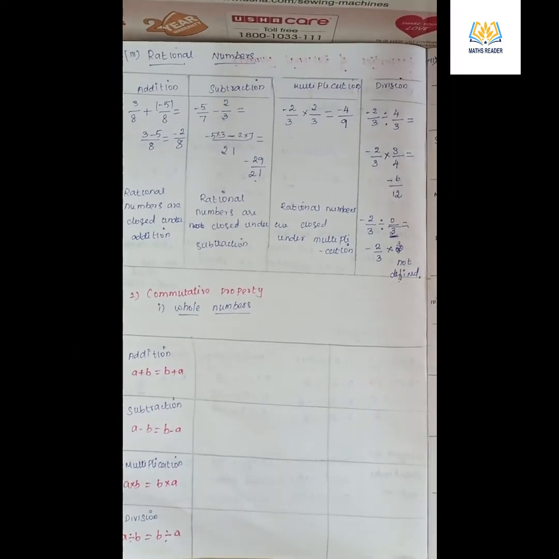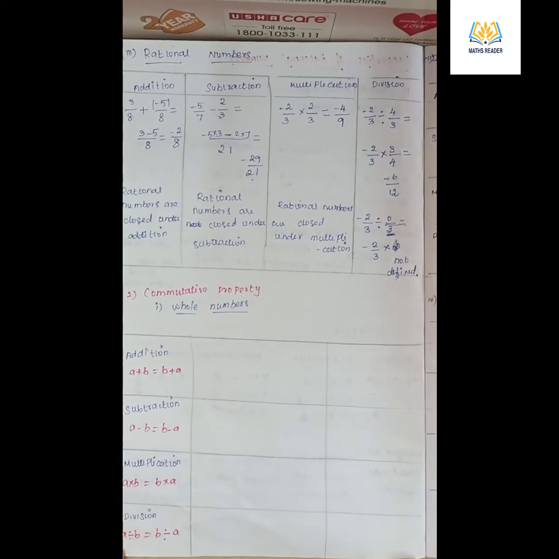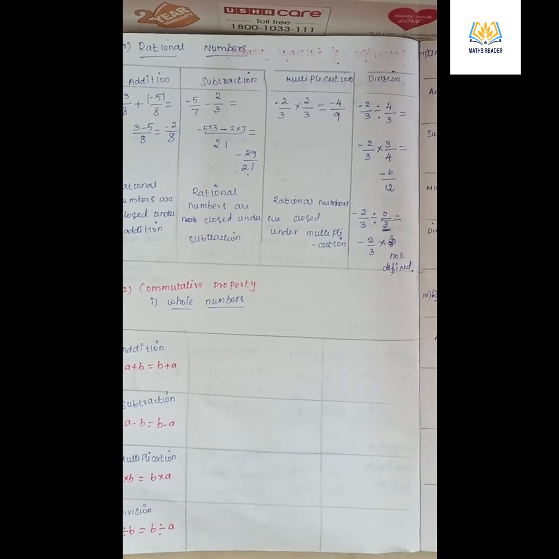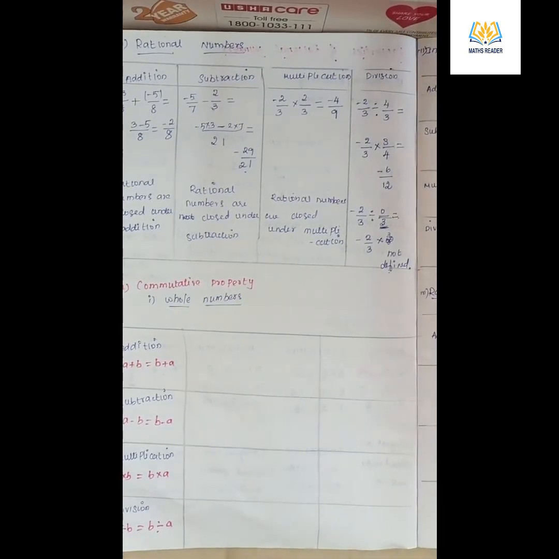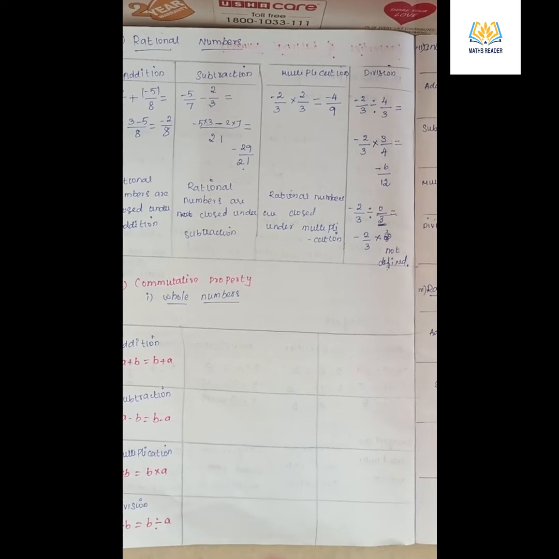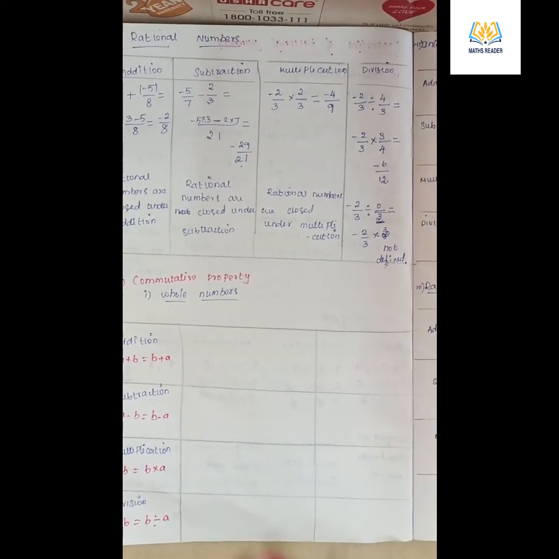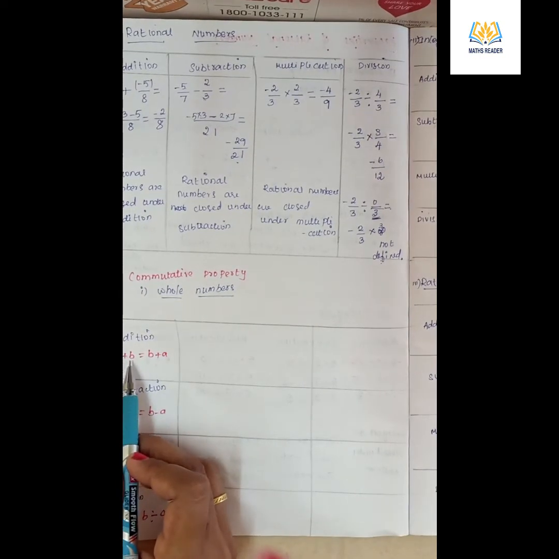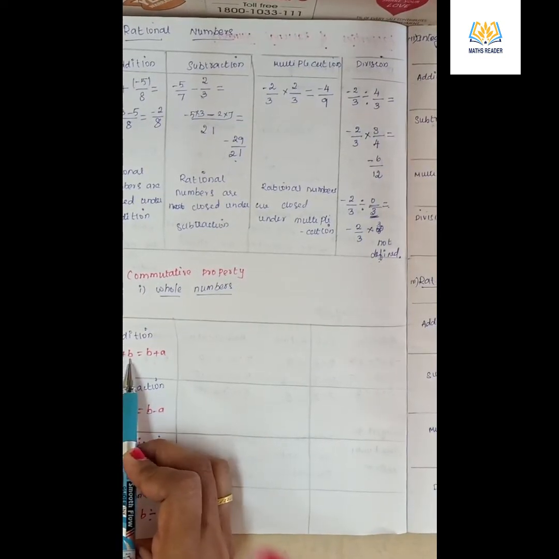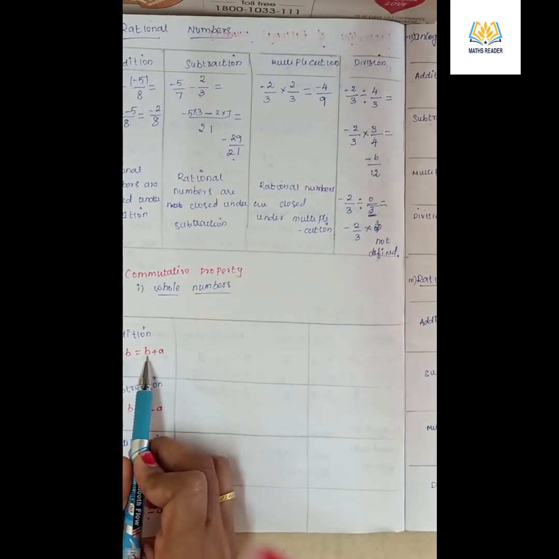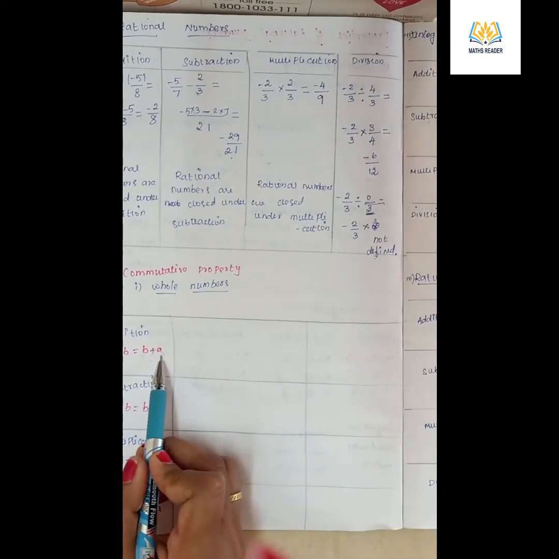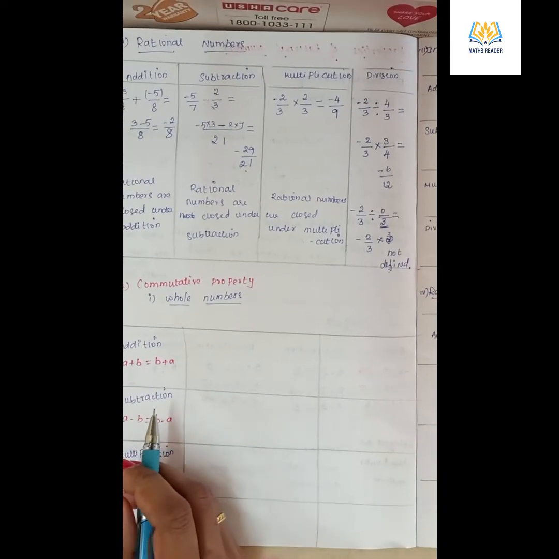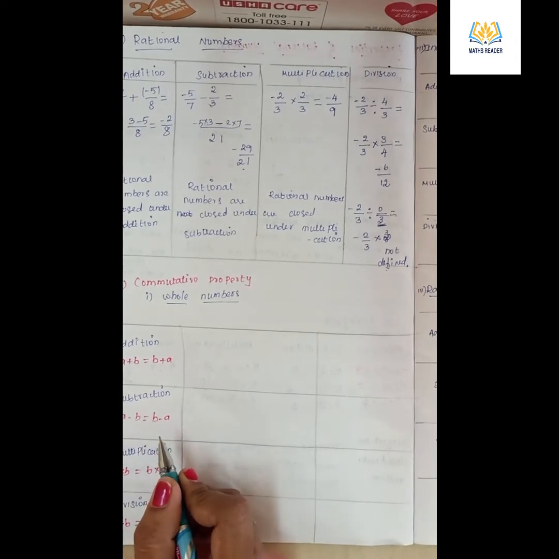And next property is commutative property. We are going to check the commutative property for whole numbers. Actually what does commutative property mean? If we change the order of the operands, the result should not change. See, we have A plus B. These A and B are operands. If we change the order as B plus A, also the result will not change. So this is the commutative property.